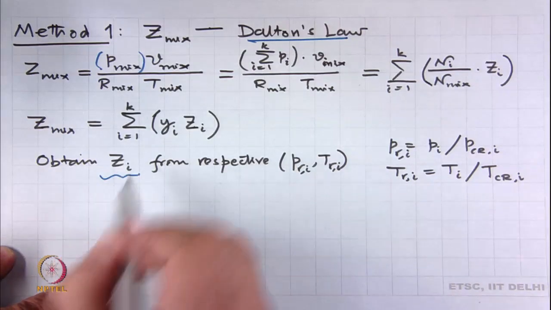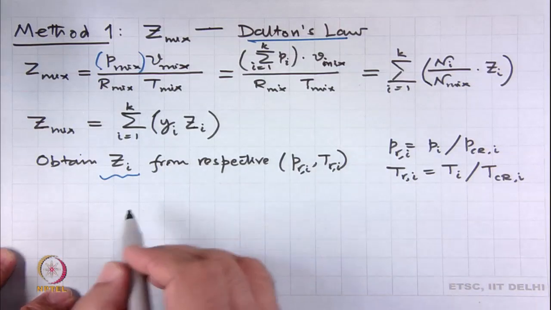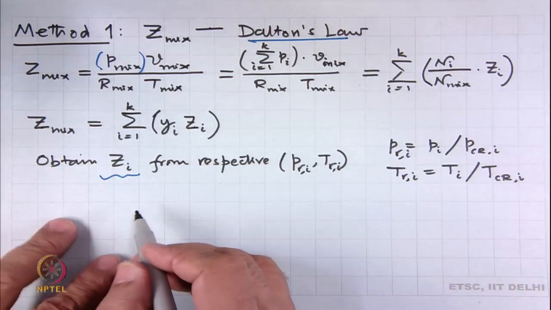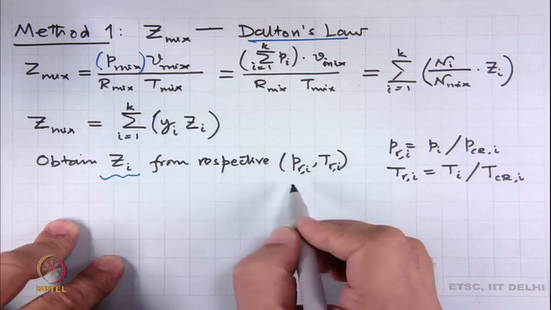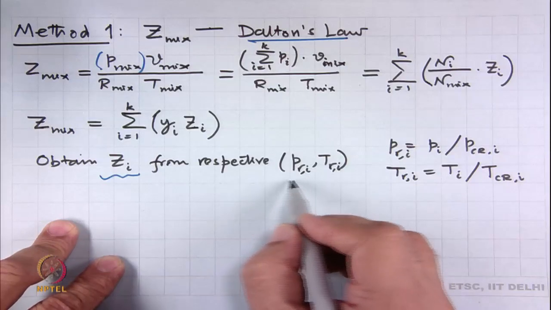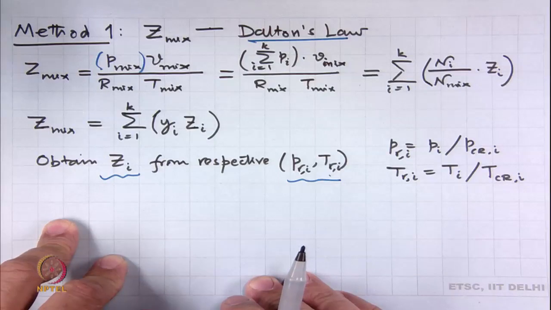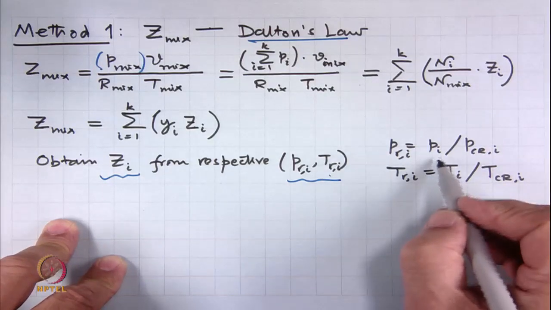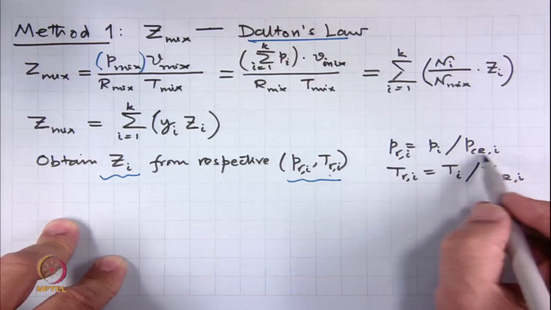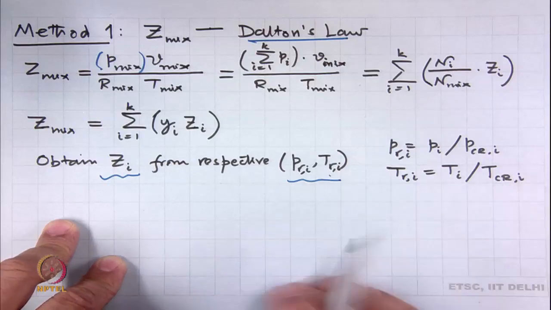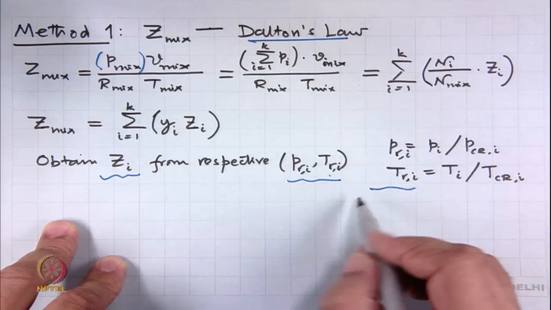Getting the ith component compressibility factor is something we have already learnt in part 1 of thermodynamics, that we need the reduced pressure for that component and the reduced temperature for that component, where these are defined as P_i upon critical pressure and temperature upon critical temperature. So, these are the reduced properties.